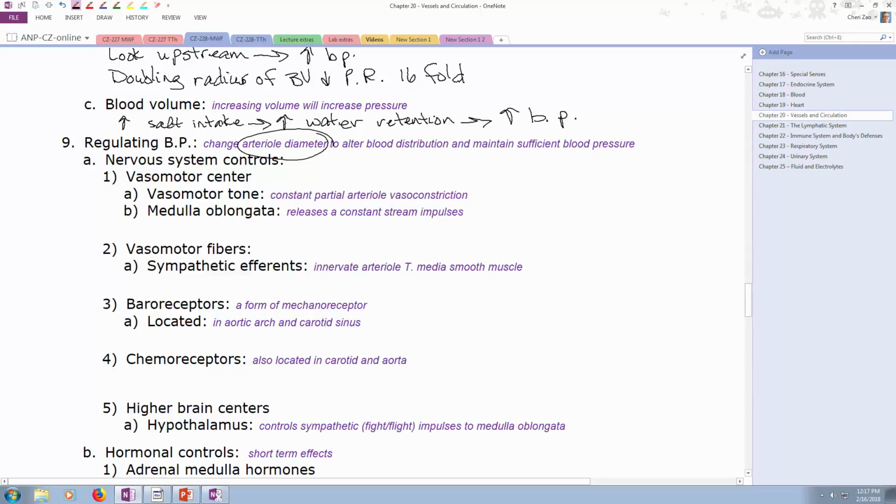The main system that regulates our arterial diameter and also the muscular arteries' diameter is our nervous system, and it is called the vasomotor center. This area is located in our medulla oblongata. The medulla oblongata will be releasing a constant stream of impulses, and the neurotransmitter is going to be norepinephrine. So this is from the sympathetic nervous system. And one of the things about norepinephrine itself, it by itself is a potent vasoconstrictor.